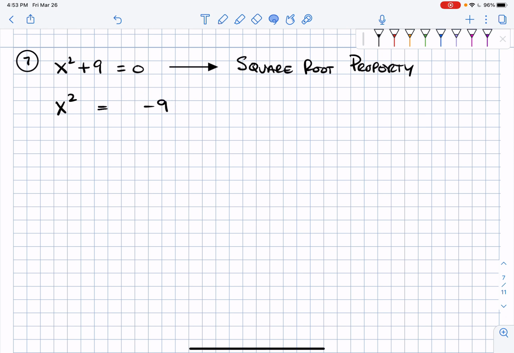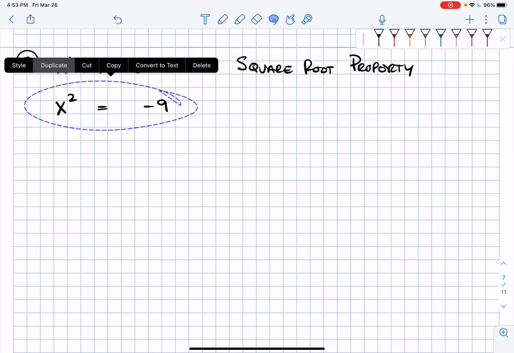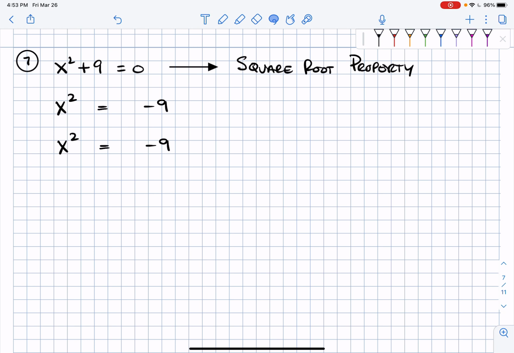Okay. And then what I would do, since the square is by itself, I want the opposite operation of squared so that the x squared would just become an x, because that's what I'm solving for. So I would take the square root of both sides. The problem with taking the square root of both sides, though, is that when I take the square root, there has to be a plus and a minus. Okay? So that is your square root property. So that is this. All right?